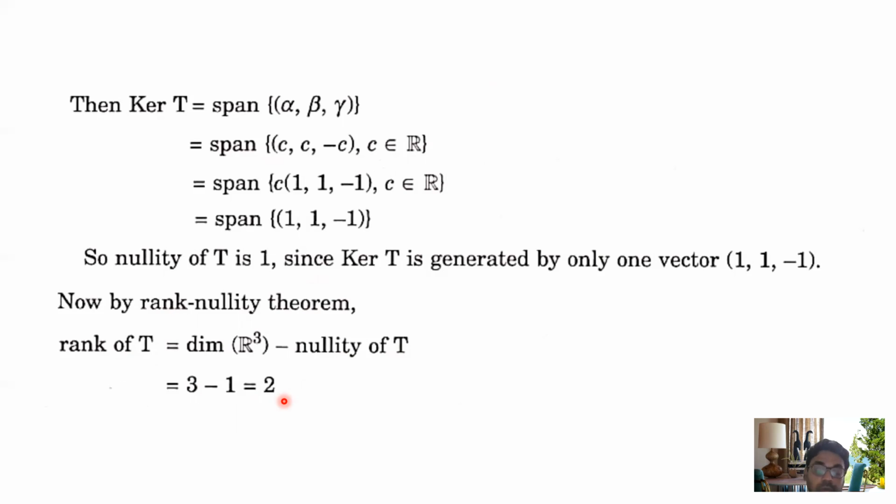So this is another example by which you can calculate the nullity of T as well as the rank of T. So try to solve some questions based on this concept. Okay, thank you.